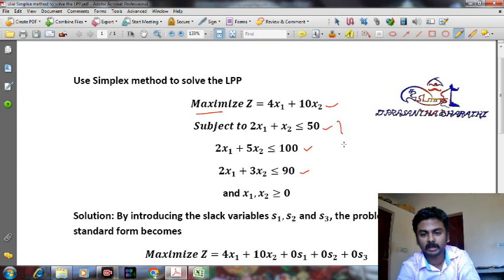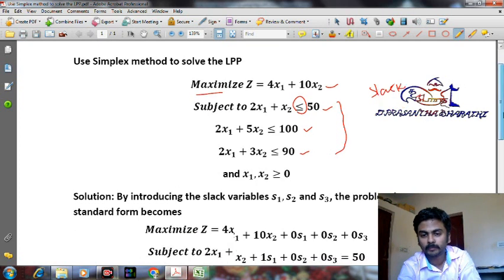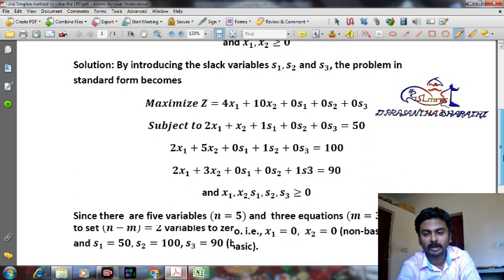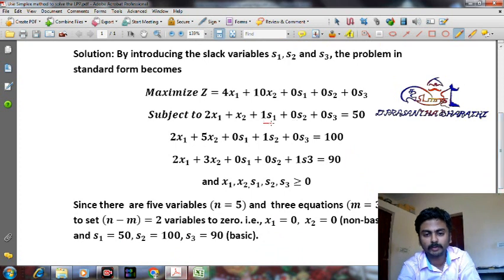So there are three constraints with all inequalities as less than or equal to. So we have to add the slack variables in order to eliminate this less than or equal to inequality and to make it equal. So we add s1 to our first constraint, s2 to our second constraint and s3 to the third constraint. Also these s1, s2, s3 are called slack variables.